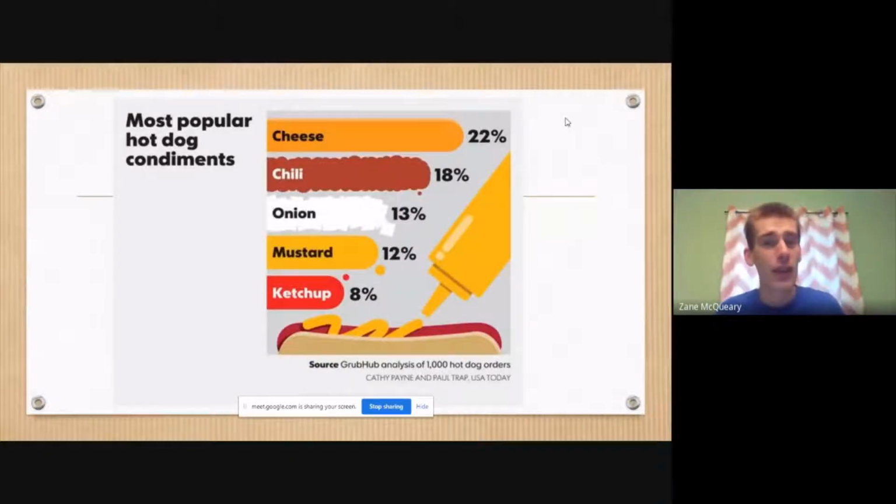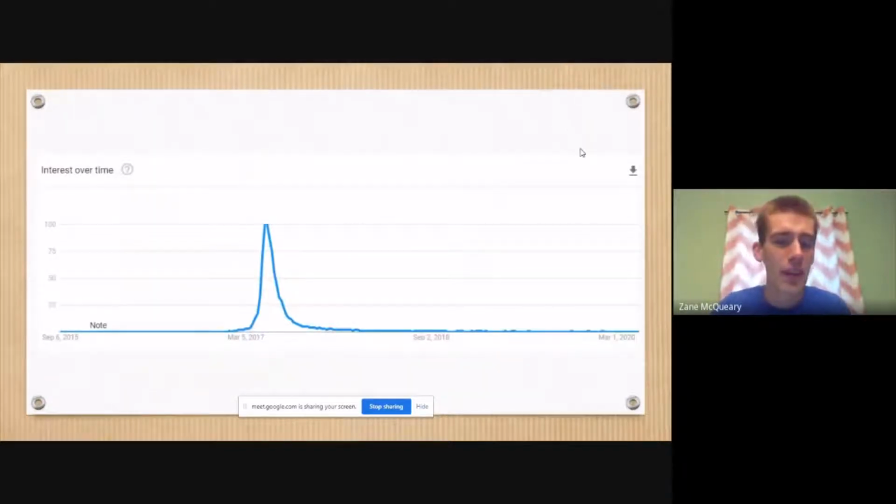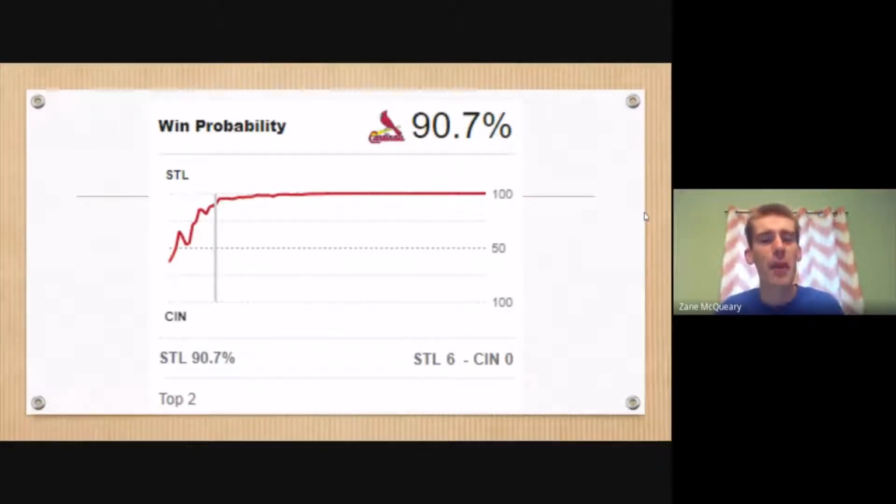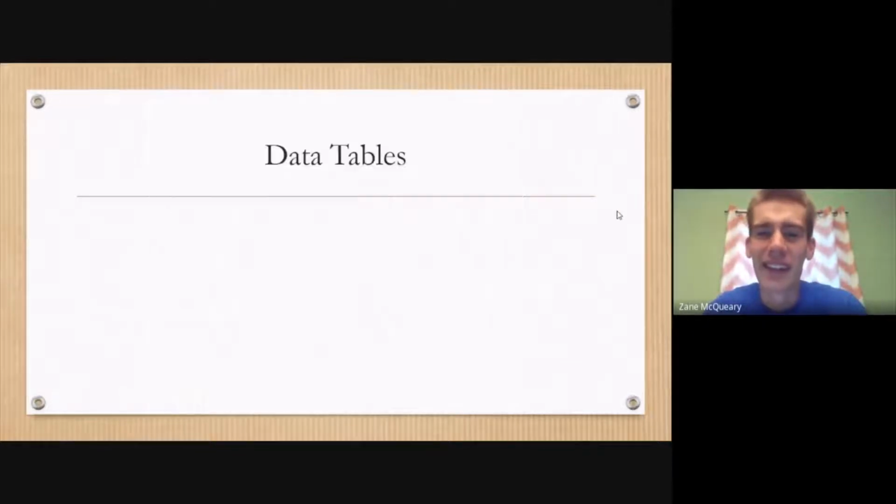There might be less serious ways to use these too, like determine what kind of hot dog condiments most people like. Or maybe you want to know the interest of fidget spinners over the course of history on Google searches. You can see everything peaked in about the end of school 2017. If I remember correctly, that serves my memory about right. Or say you're a baseball fan, you want to know the win probability for your team. And you can see here, the Reds have over a 90% chance of losing, which, if you saw that game, seemed kind of low.